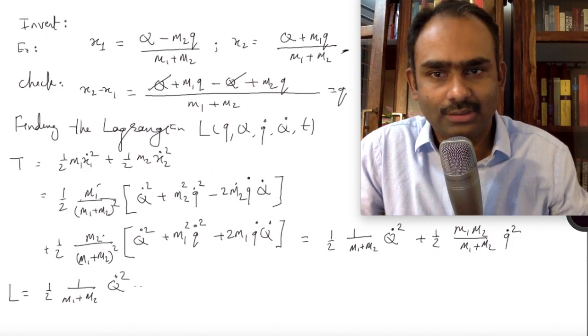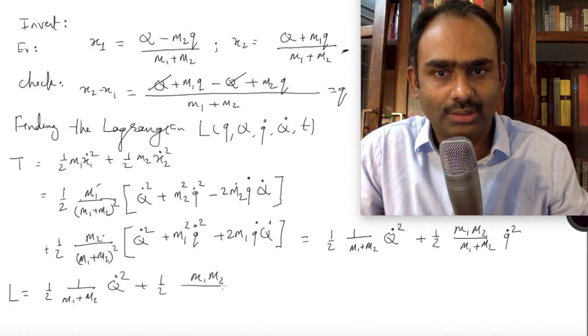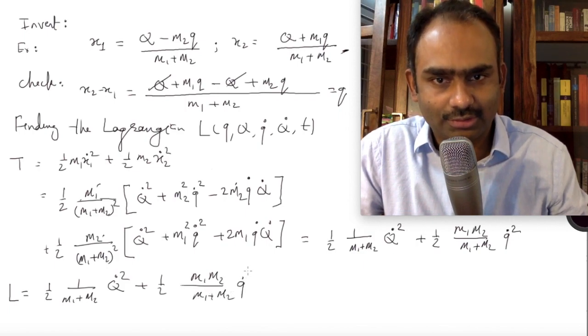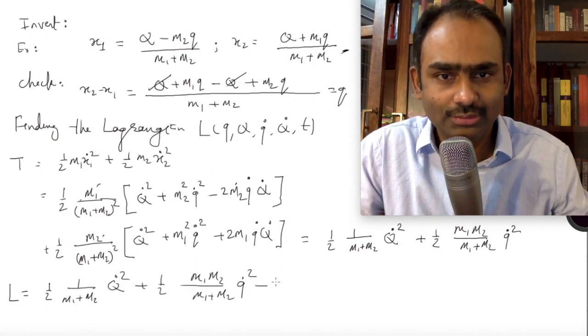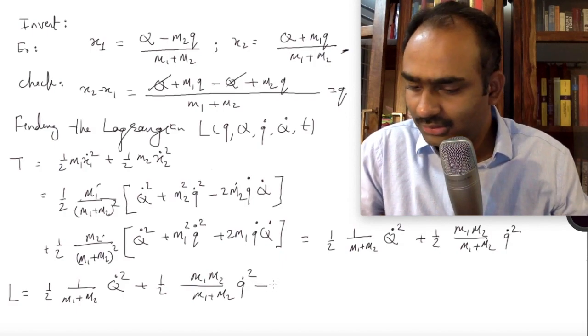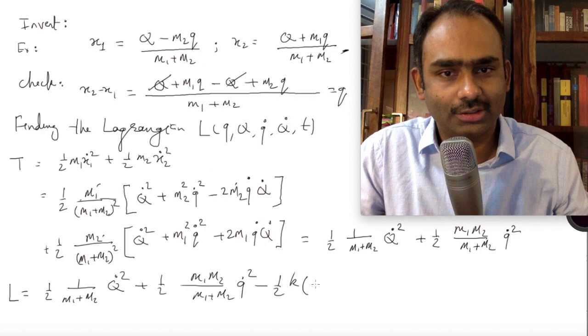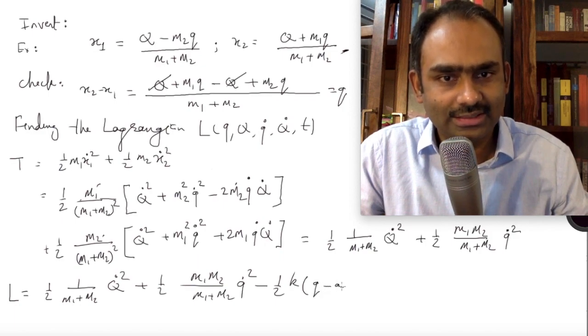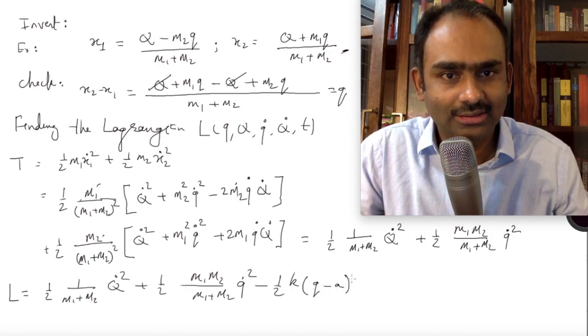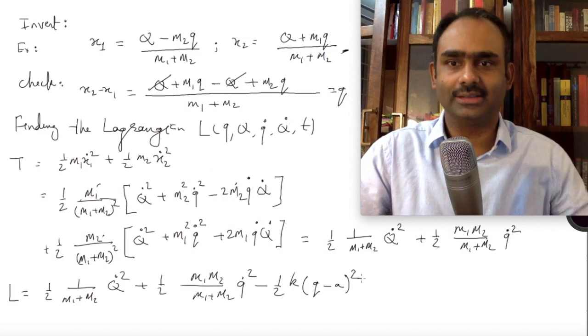q dot square plus half m1 m2 over m1 plus m2 q dot square minus u. And what is u? U is half k times x2 minus x1, which is q, small q, minus a, where a is a constant, remember that, squared. So that's what your Lagrangian is.